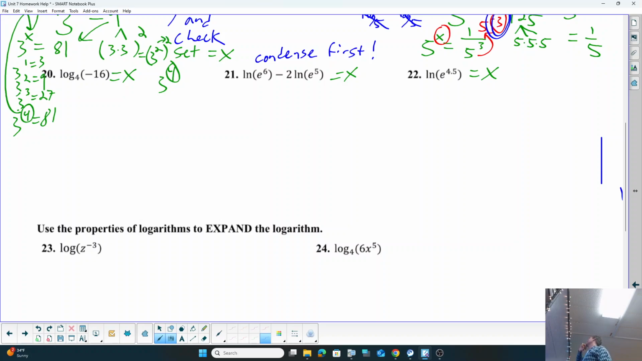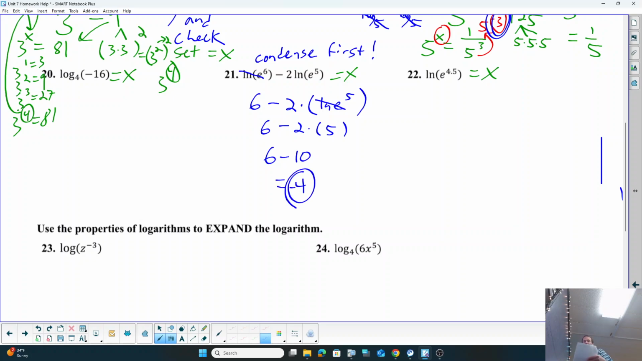Yeah, ln gets rid of e, so we're just left with 6 minus 2 times ln of e to the 5th power. And those undo each other, leaving us with a 5 there. And 2 times 5 is 10. Did we get negative 4? Yeah, we got that right. That works.